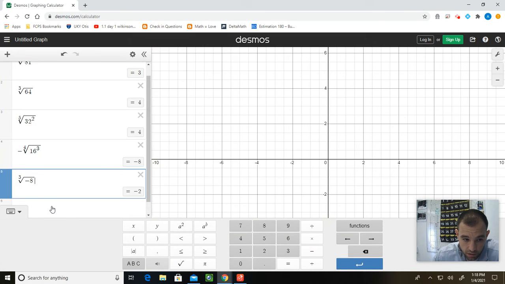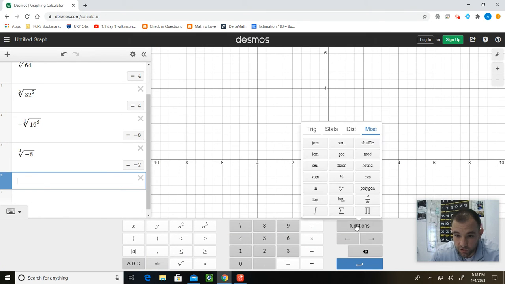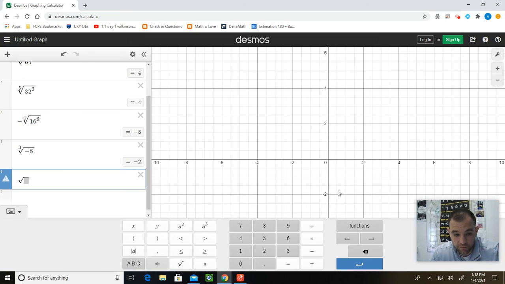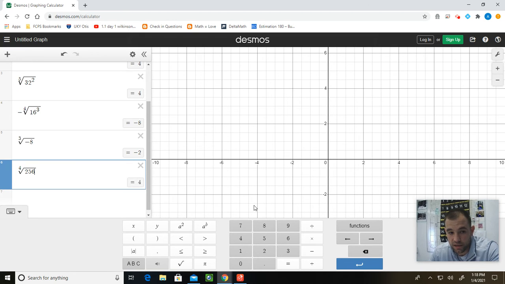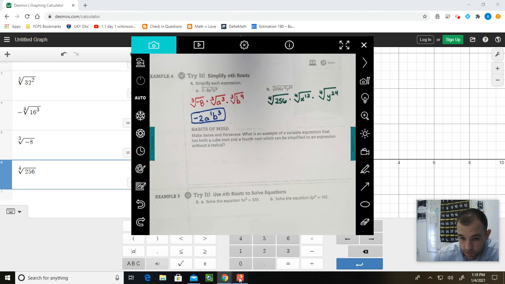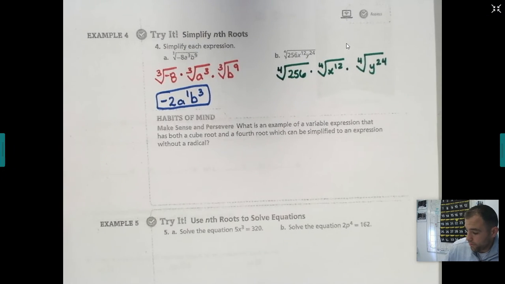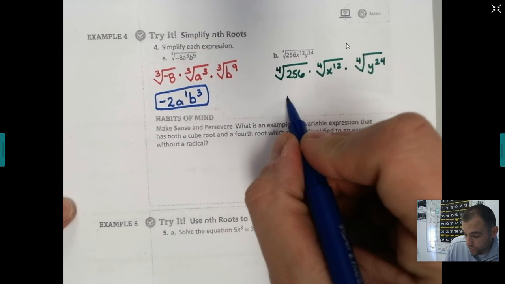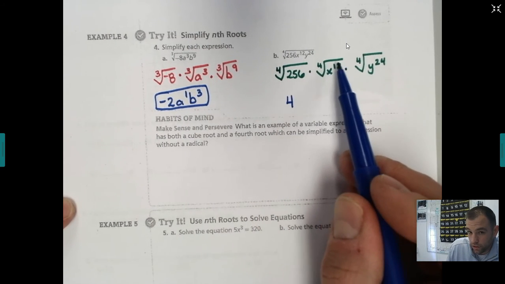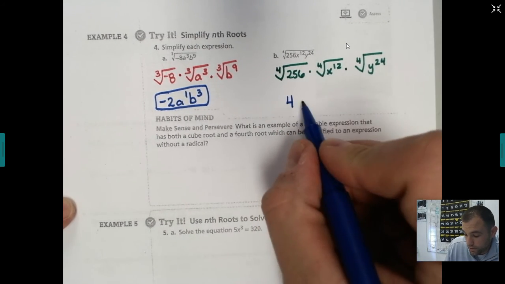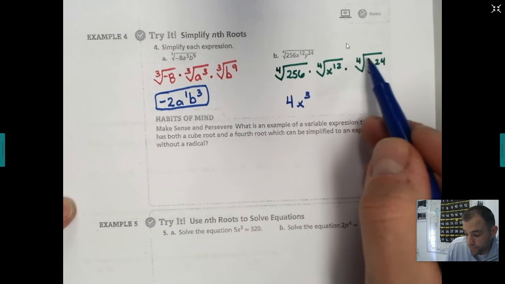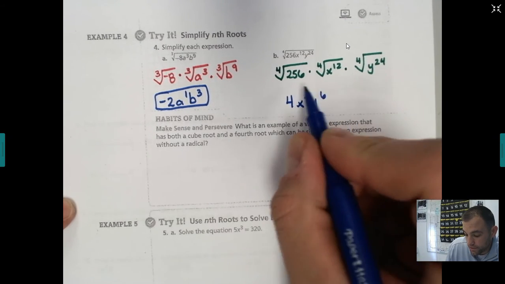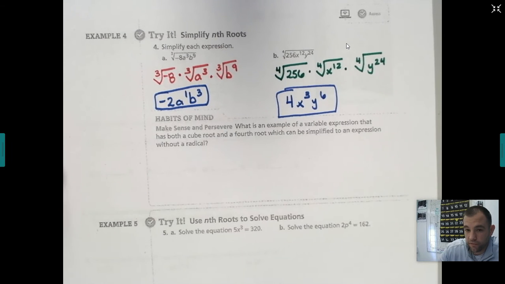If you aren't sure, just go right back here. So functions, miscellaneous, that button, 4th root of 256 gives me an answer of 4. Okay, Desmos makes it real easy. So this first term is 4, and then divide. 12 divided by 4 is 3, so x to the 3rd. 24 divided by 4 is 6, y to the 6th power. And we're finished. Okay? We got one problem left.